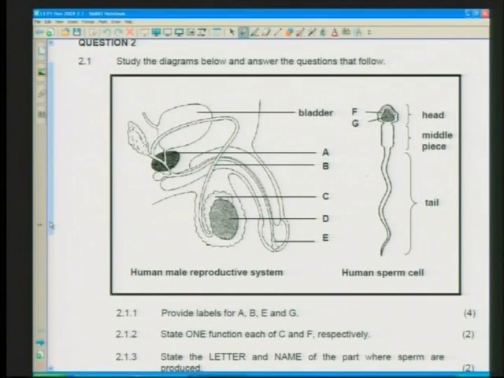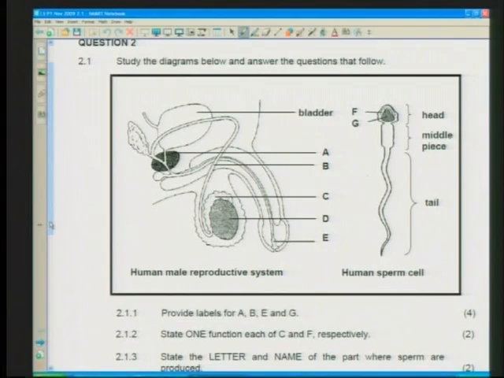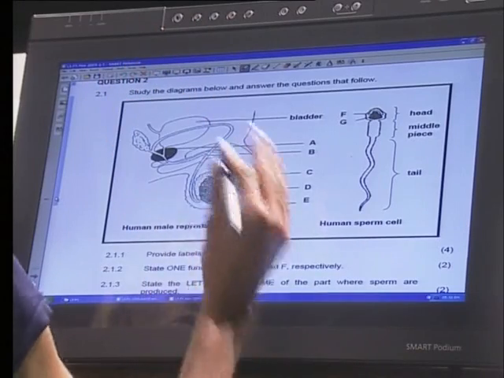Okay, now tell me, teenagers, you want the male reproductive system? Yes, ma'am. Okay, so we've got it on the board at the moment, the human male reproductive system. First thing you're going to have to do is you've got to know what the labels are, okay? So first thing you are going to do is you're going to tell me what these labels are.